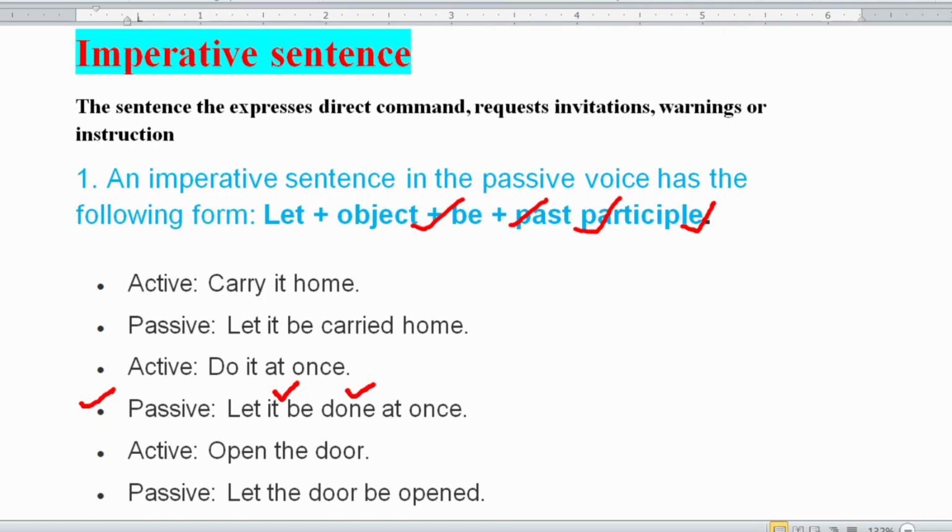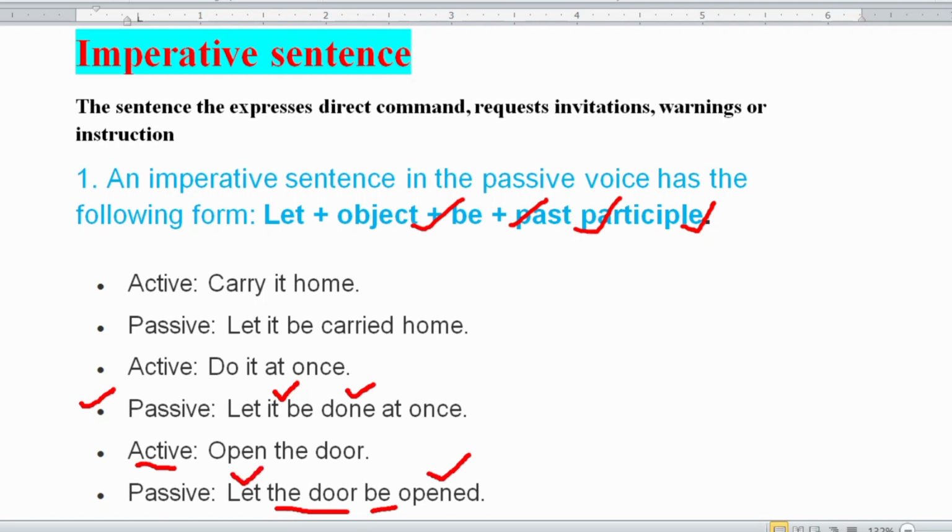Another example: open the door. Let the door be opened. A very common active and passive voice example. Open the door: open is the verb, the door is the object. Let the door, and in the formula we have to put be plus the third form of the verb, opened. Let is also in the formula that we have to put. So this is very easy, not difficult. This was the first rule.